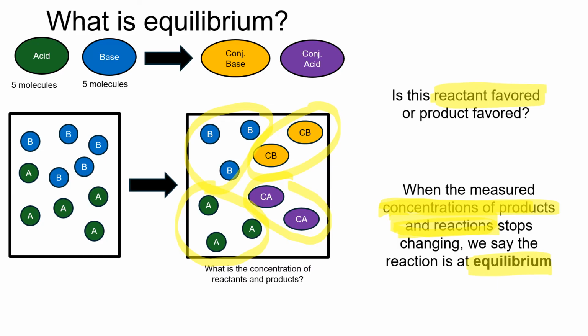And we could take a look and see, okay, do we have more reactants or do we have more products? And we would be able to assign whether the reaction was reactant favored or product favored because we're at equilibrium. The concentration of products and reactants isn't changing.